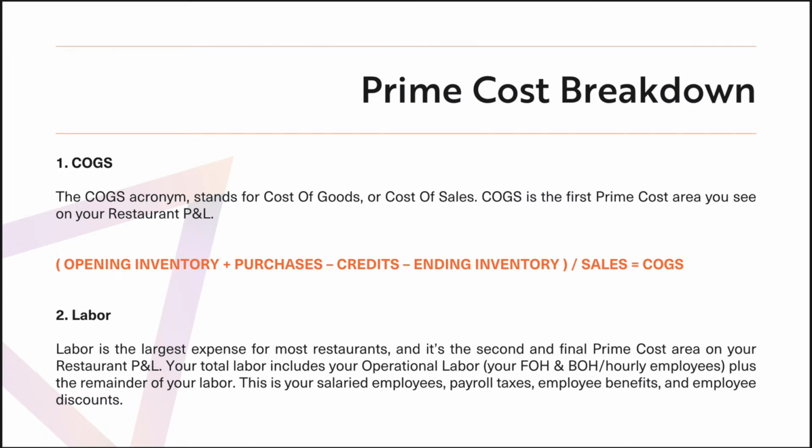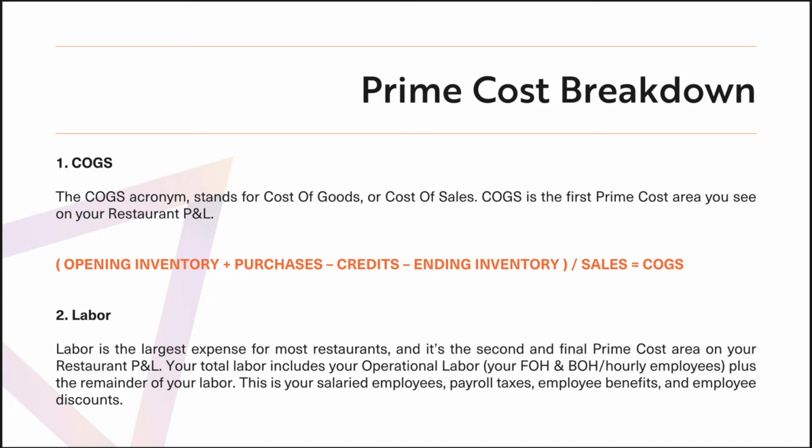Now let's break that down even further. COGS is the acronym that stands for cost of goods or cost of sales depending on your restaurant. Same thing. Cost of goods is the first prime cost area you're going to see on your restaurant's P&L. And just to take this a step back, let's remember how to calculate cost of goods. It's going to be your opening inventory plus your purchases minus your credits minus your ending inventory, all divided by sales. That's going to give you your cost of goods.